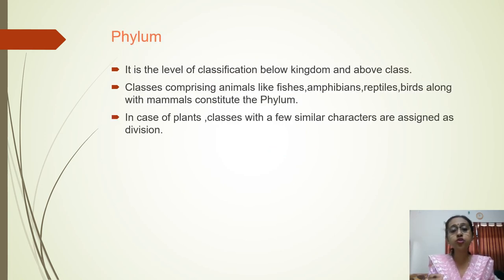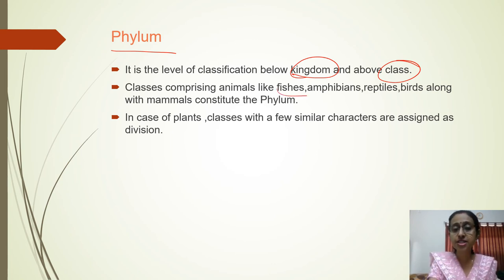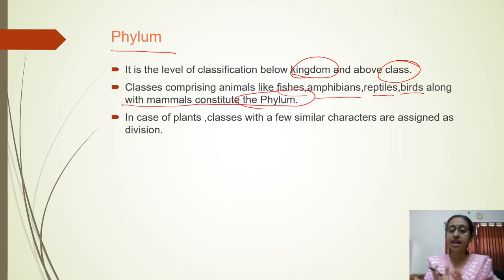Now we move on to phylum. It is the next higher level of classification. It is just below the kingdom and above the class. Fishes, amphibians, reptiles, birds and mammals together constitute the phylum. So there are different categories of animals which comprise the whole phylum.